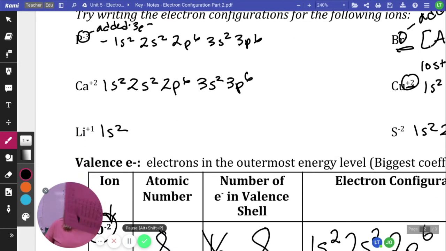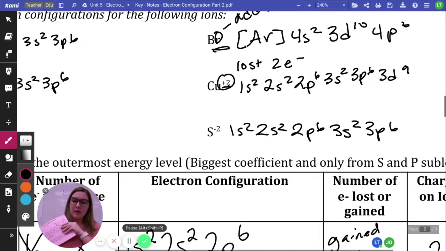Very similar with lithium. Lithium, it's right here, normally has 3 electrons, but it has a positive 1. That tells me we've lost 1 electron. So I am really going to be writing the configuration for helium. That is just 1s2. Nice and simple.